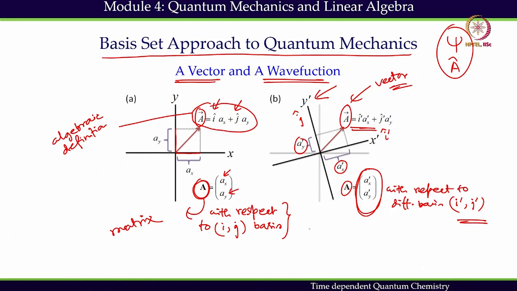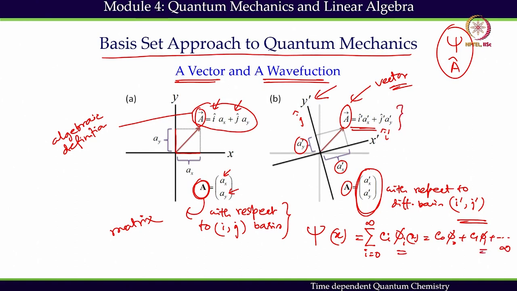So, we have seen that in quantum mechanics, a wave function can be represented by a linear combination of certain functions. These are called basis functions, phi i, with i equals 0 to infinity, and I get c naught phi naught plus c 1 phi 1 plus so on, just like the representation here with respect to the phi basis. What is the difference between these two? Here we have two dimensional, but here we have infinite dimensional, because I have an infinite number of basis set.